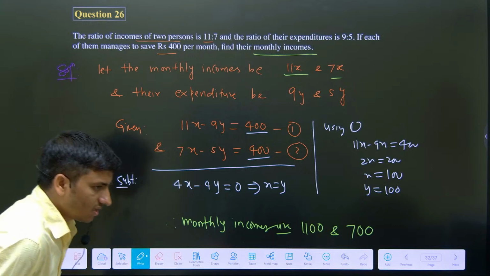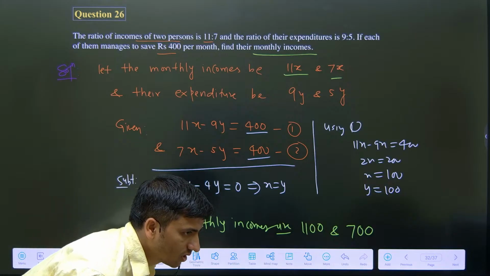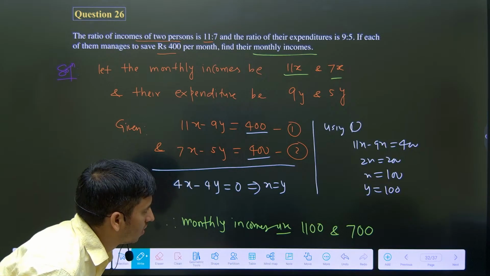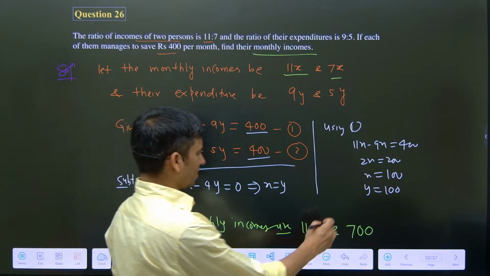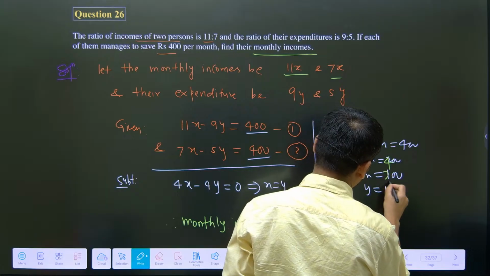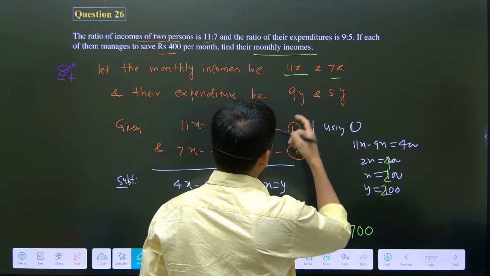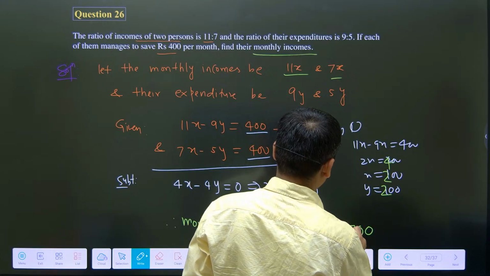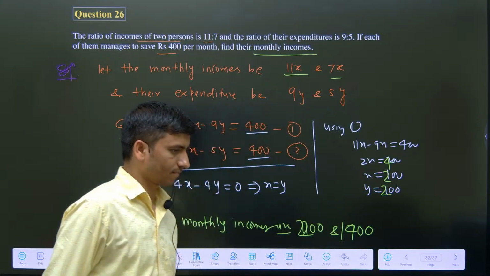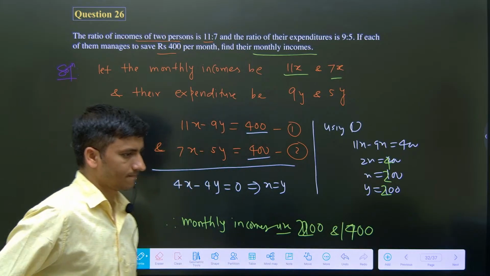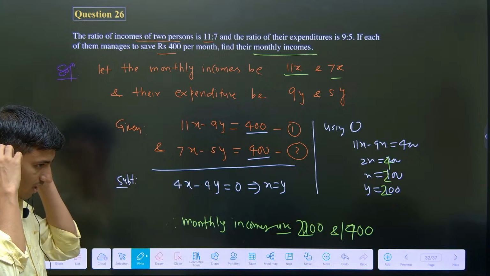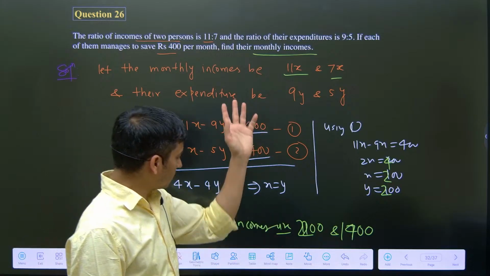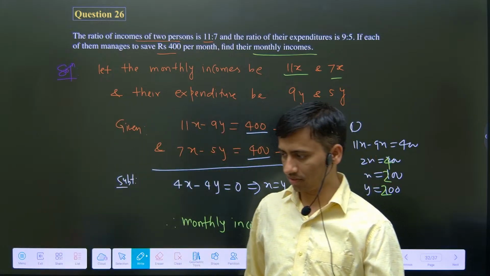Yeah, Mritika, check it. Monthly incomes you're getting 2200. Yeah, 2x is equal to 400, right? I made this calculation now. So they are 200, no? So 2200 and 1400. That's right, no? Yeah, you can check your calculation. I hope it is matching now. So the monthly incomes of these two people are 2200 and 1400, no?